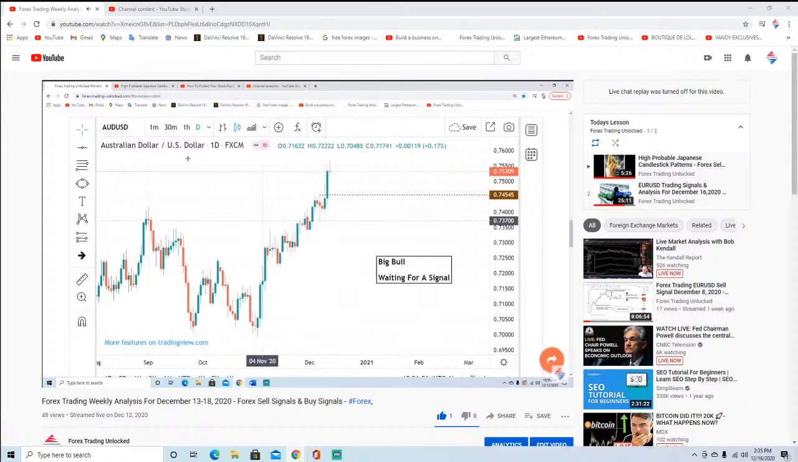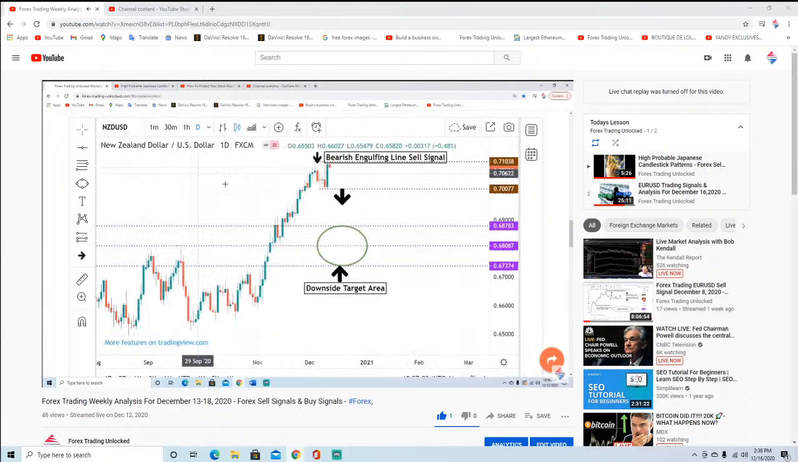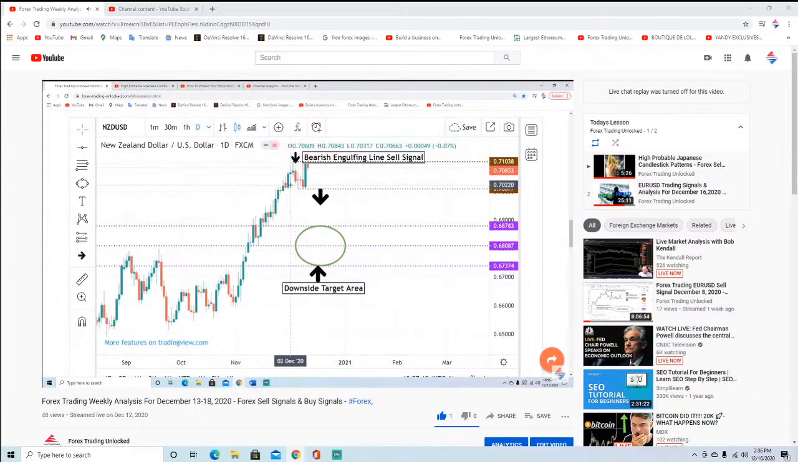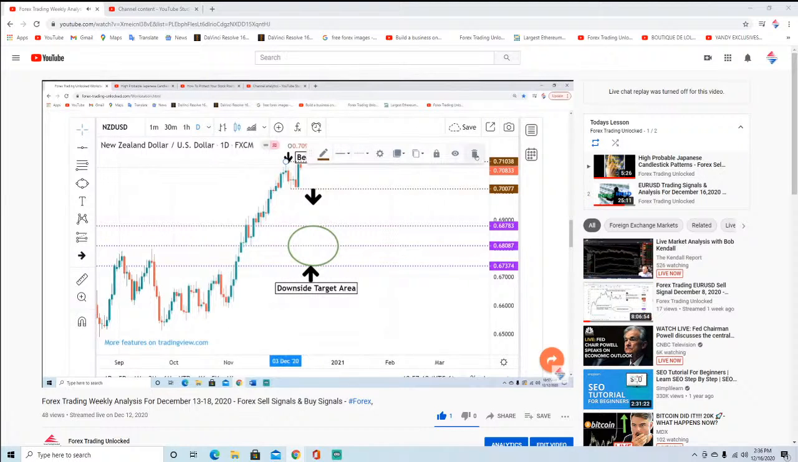Now, New Zealand dollar, US dollar, interestingly enough, is showing something. We had a bearish engulfing line sell signal a week and a half ago, and then all of a sudden we had this rally that took it out. So now, what are we looking for here? We made higher highs and higher lows, which is indicative of what? Once again, a bullish trend. Now, this is a very vertical trend, just like the Australian dollar.